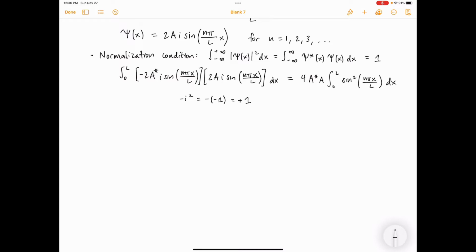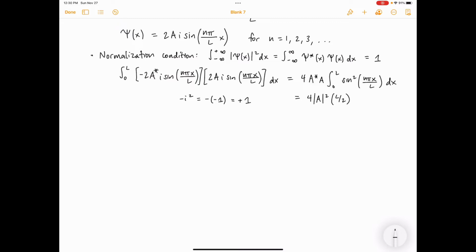It's not that bad to integrate sine squared. I just want to skip over that for now and tell you what the result is. So we have 4 times A star A, which I could write as A squared. And I'll just tell you that this sine squared integral works out to L over 2. That's the result.